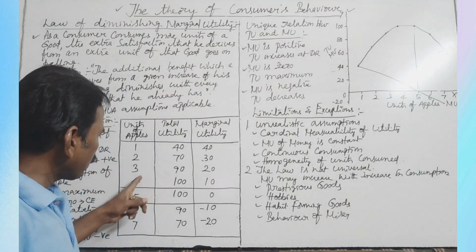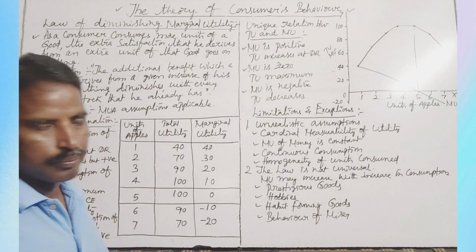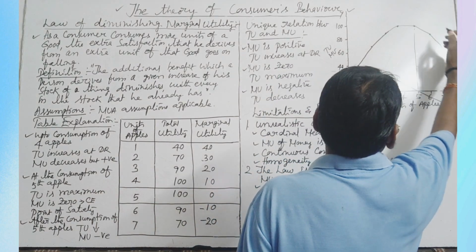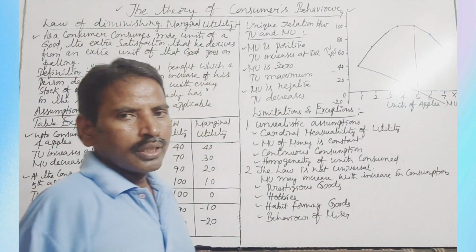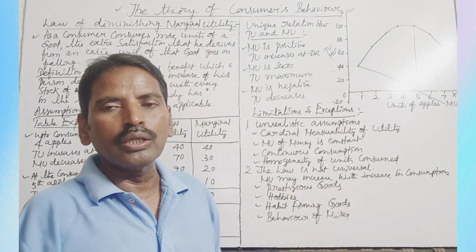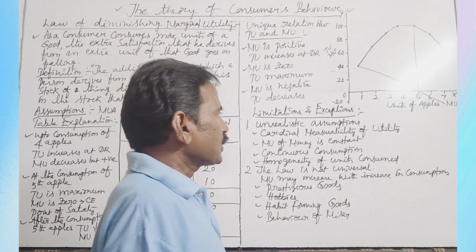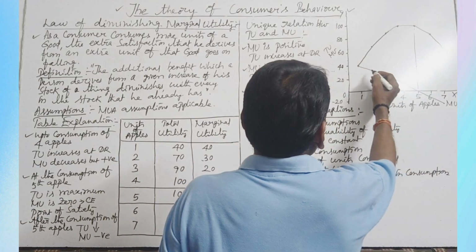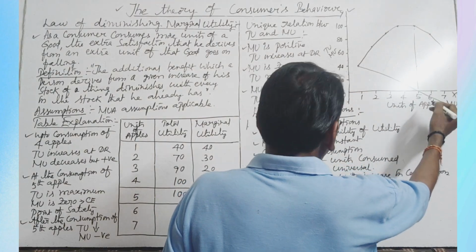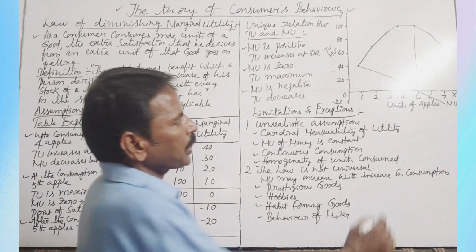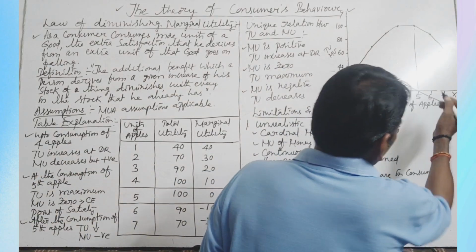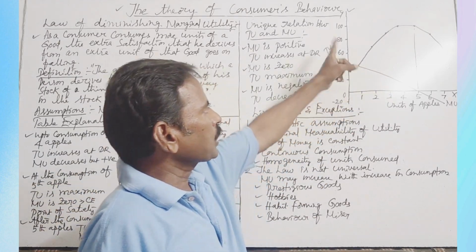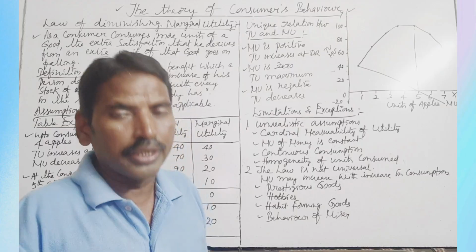Take the values of units of apples and corresponding total utility values. Identify the intersecting points: 40, 70, 90, 100, 100, 90, 70. Connect all the points with a curved line, then you will get the total utility curve. Similarly, take the values of units of apples and marginal utility values: 40, 30, 20, 10, 0, minus 10, minus 20. Then connect all the values with a straight line, and you will get the marginal utility curve. So this is the diagrammatic explanation in the case of the law of diminishing marginal utility.